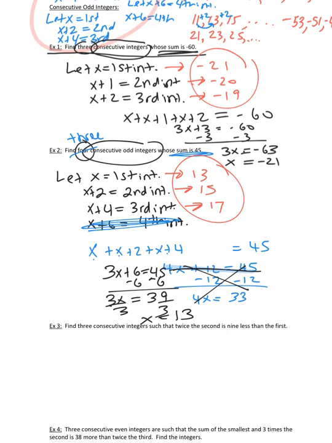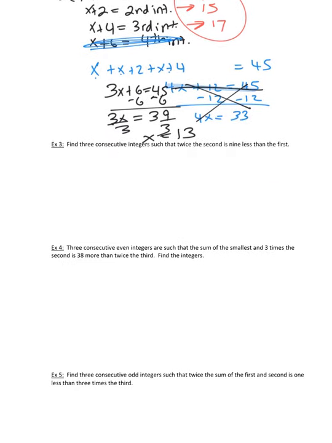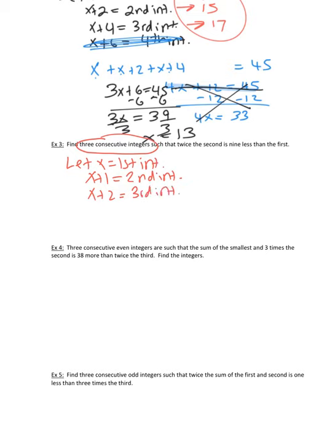And we'll do one more. The next one is going to have a little bit more complicated of an equation. So for the next one, you're going to say, okay, find 3 consecutive integers such that twice the second is 9 less than the first. So we're going to first just do the part where it says 3 consecutive integers. I know I have 3 consecutive integers. So let x equal the first integer, let x plus 1 equal the second integer, and let x plus 2 equal the third integer, right?